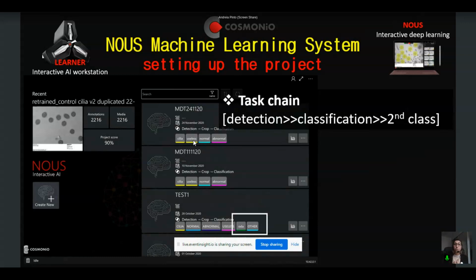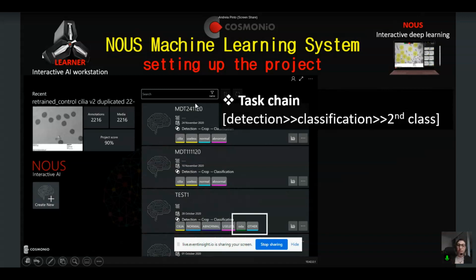I just wanted to tell you how we are setting up a project right now. So we create a task chain. We start by creating a detection project where we detect cilia. Then we export those detected bounding boxes, those cilia, into a classification project where we classify them into normal, abnormal, and useless. And inside the abnormal, we will have a second classification. Here we can have as many labels as we want to classify what the defect actually is. So why is it abnormal? What is the defect? What does it have that makes it abnormal?